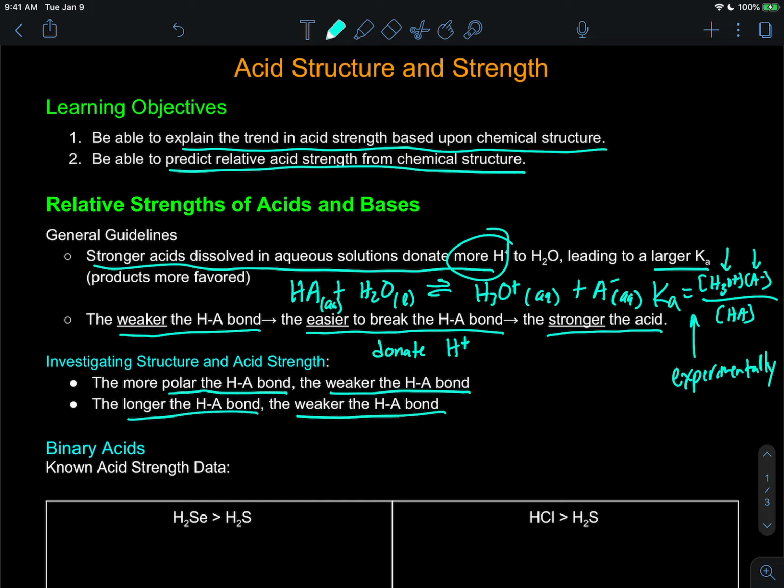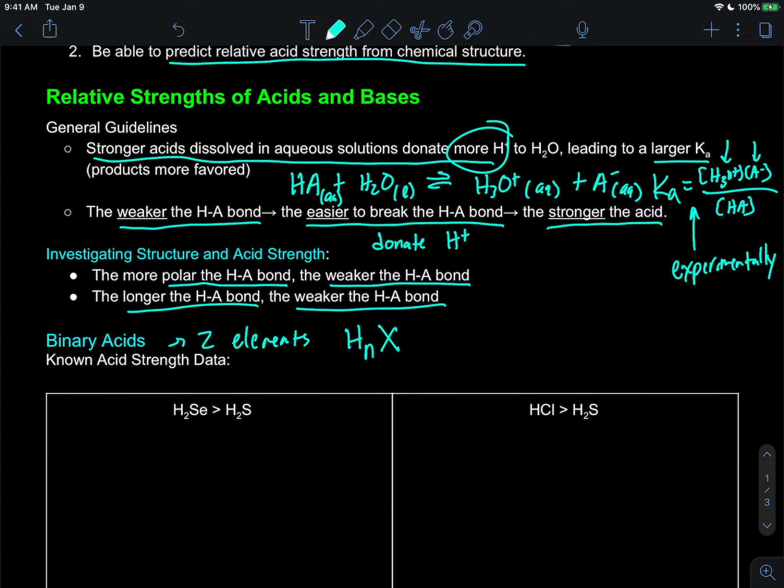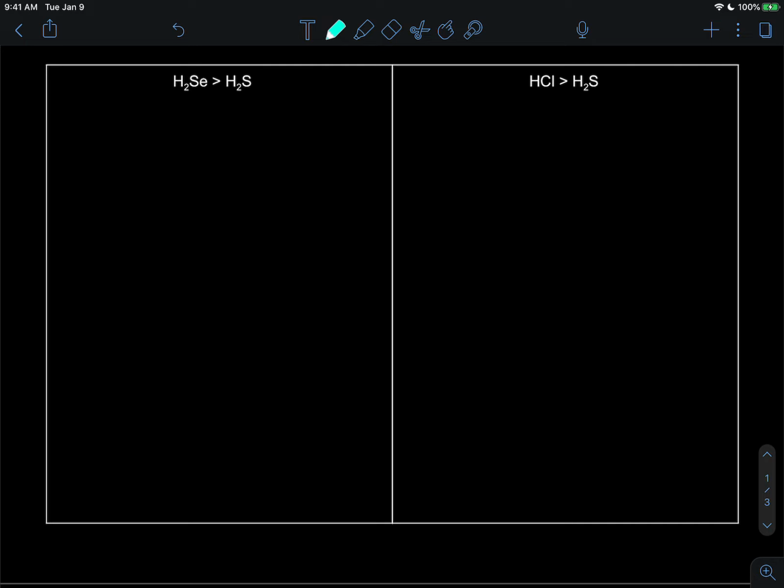So we're going to talk about two broad categories of acids: binary acids, meaning two elements. So that's going to be H with some element X and some number of hydrogens. So it could be one hydrogen, two hydrogens, three hydrogens. And we're going to see that we're going to compare maybe two types of groupings. So here we're going to compare first H2Se and H2S, and then we're going to compare H2S and HCl. So we have these two pairs of groupings, and we have H2Se.